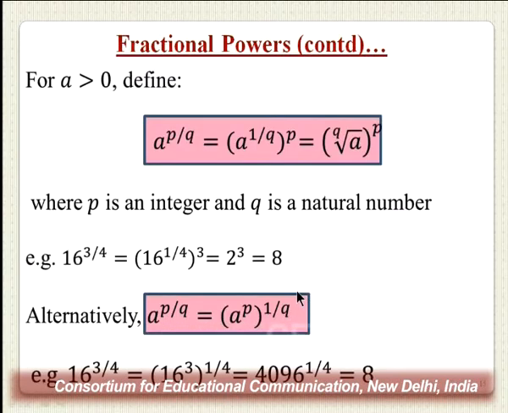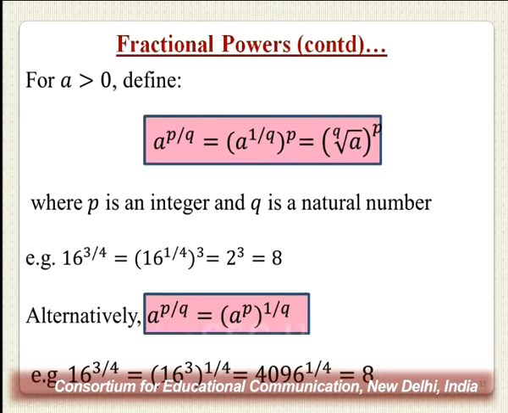Okay, so let's see how this works. Let's apply this to some numbers. Let us suppose I want to calculate 16 to the power 3 by 4. One way of doing this is that I take the fourth root of 16, I'm using this definition above. The fourth root of 16 is 2, and then I raise it to the power 3. So that's going to give me 2 to the power 3, which is 8. Alternatively, I could first raise 16 to the power 3, so I take a to the power p, which is to say I take 16 to the power 3, and then I take the fourth root of 16 to the power 3.